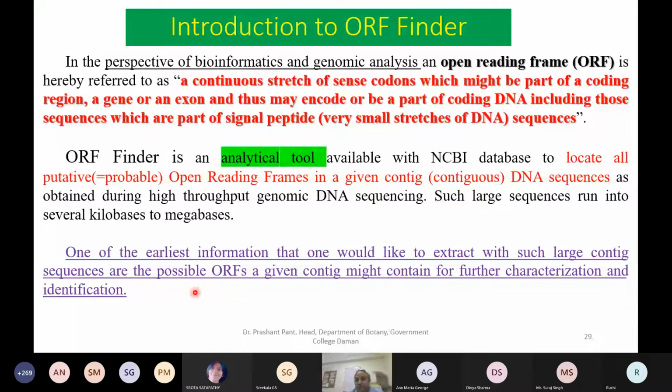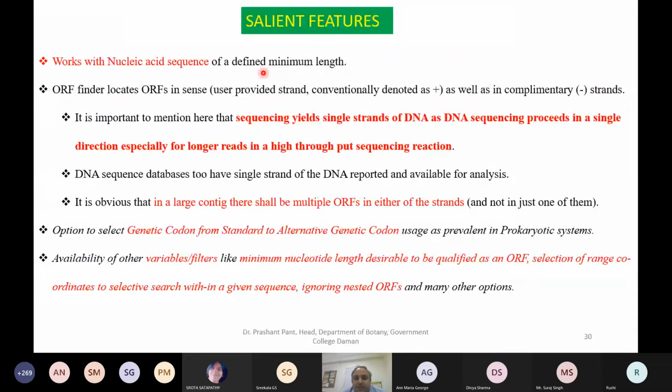Now, before jumping into ORF Finder, we have certain things that we should know. Otherwise, you will be lost with the results as to what needs to be done. First of all, ORF Finder works with nucleic acid sequence only. And that too, you have to have a minimum length. As of now, you have to have a minimum length of 30 nucleotide bases. You can't work below that. Secondly, ORF Finder locates ORFs in sense and complementary strand.